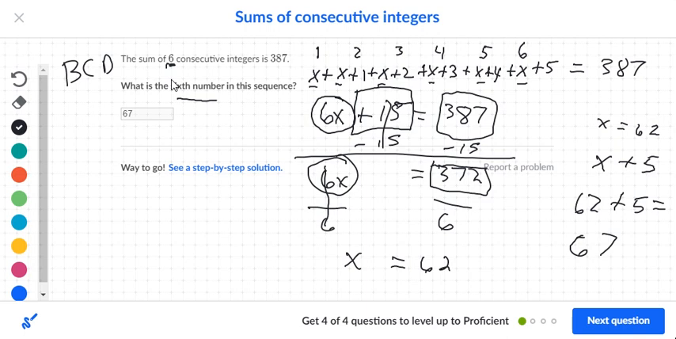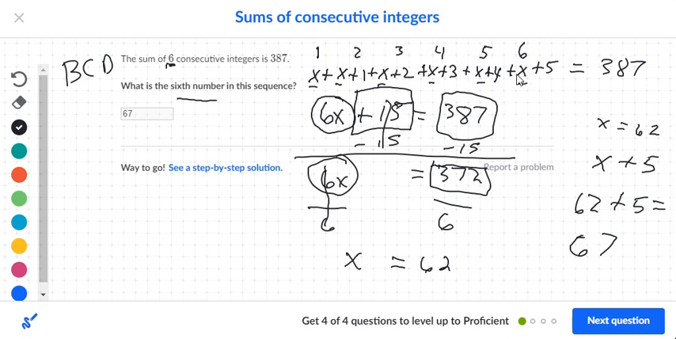I went ahead and called the 1 x so that I can make an equation. So instead of writing down the 2, I write it as x plus 1. The 3 is x plus 2. The 4 is x plus 3. The 5 is x plus 4. And the 6 is x plus 5.